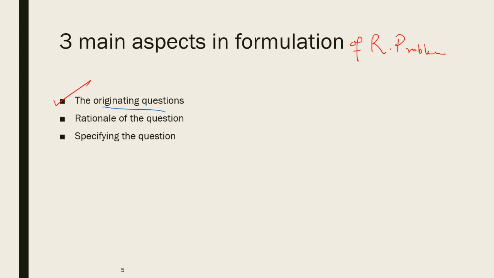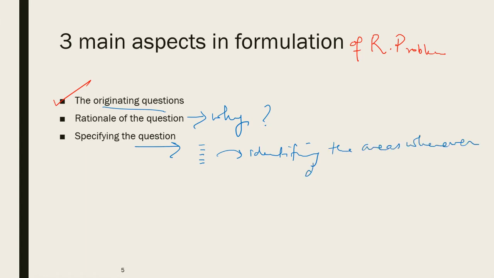Alright, now rationale of the question, this is basically to understand why a certain question or a research problem is chosen or taken. Specifying the question means the main original question is broken up into several specific questions. Now this is done, why? So as to identify all the areas wherever data is required. Breaking is very important here, okay? So the main original question is broken up into several specific questions. All right. So this is to facilitate the data collection.